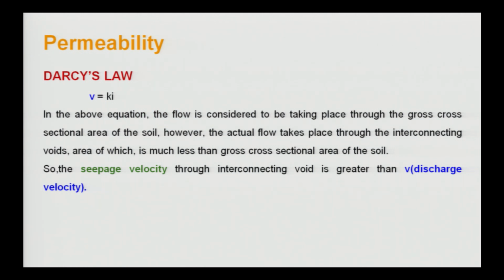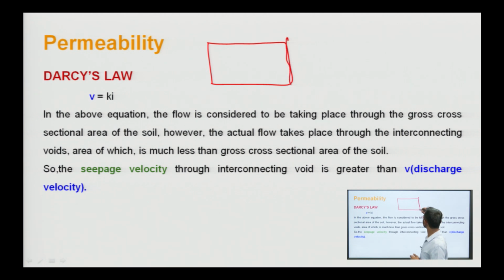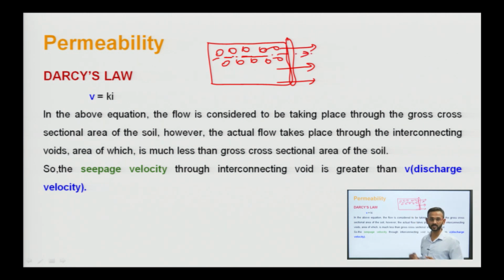Then, in the above equation, the flow is considered to be taking place through the gross cross-sectional area of the soil. However, the actual flow takes place through interconnecting voids, where the area is much smaller. The flow is considered to be taking place like this, but actually it takes place through these small areas.